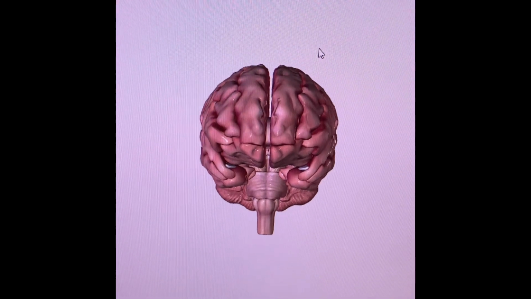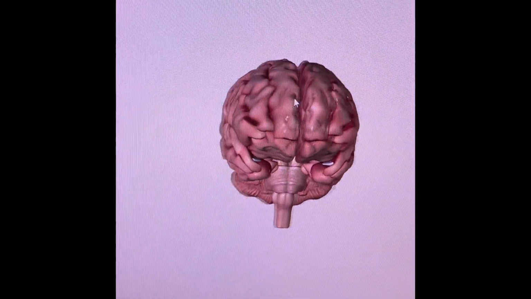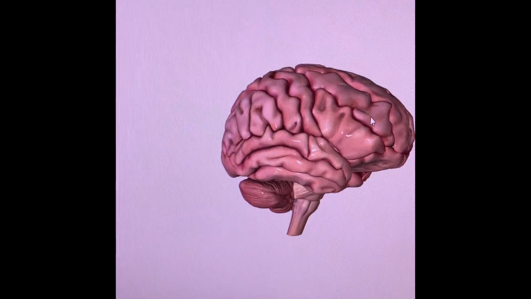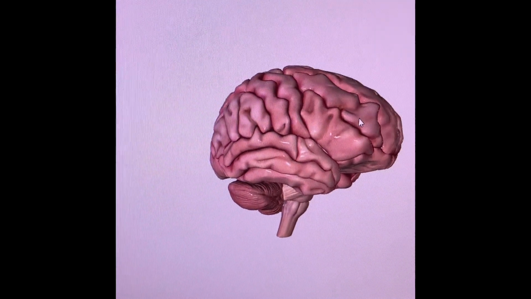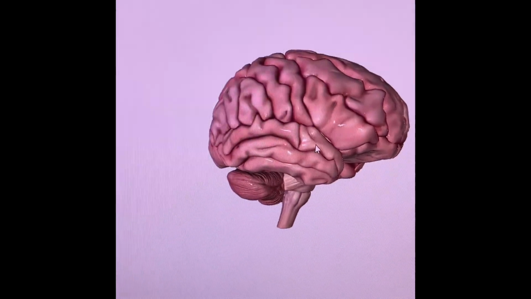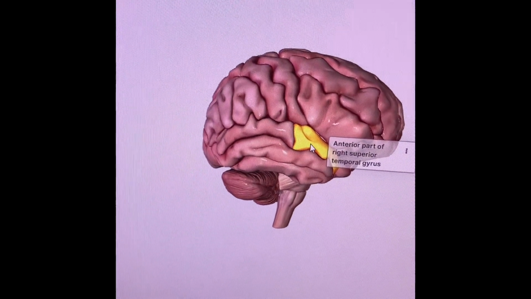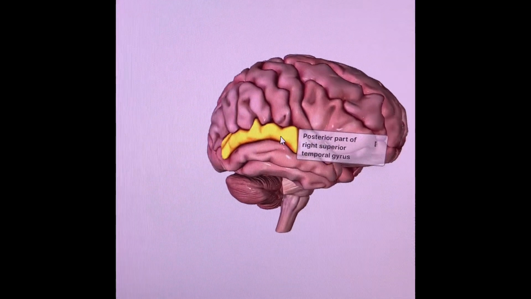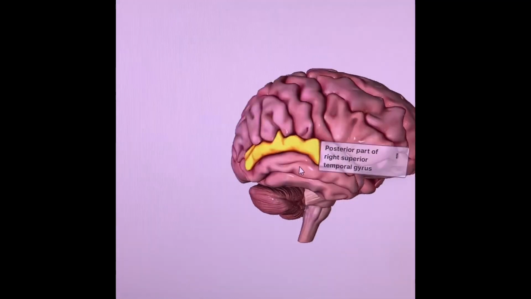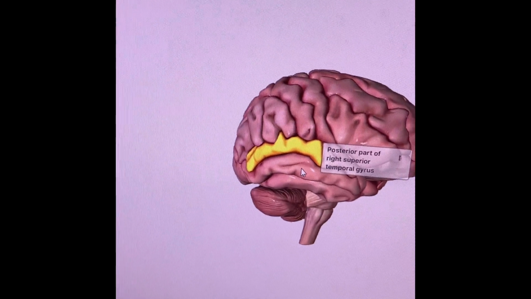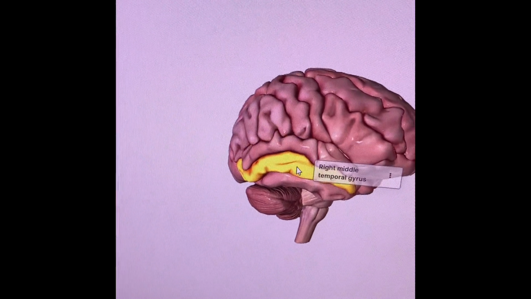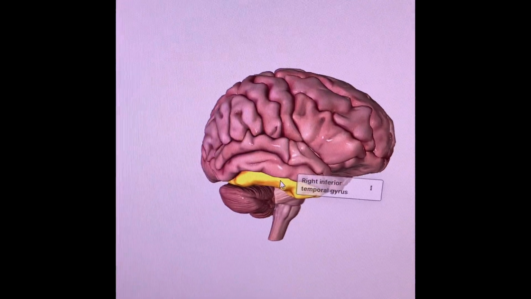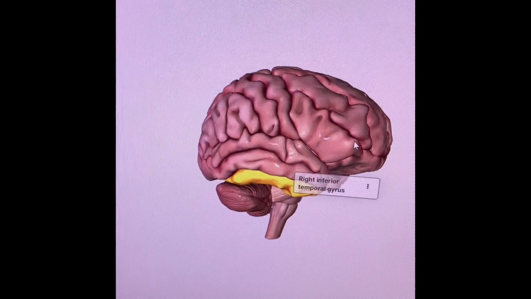Next, we're going to go over the temporal lobes. So the temporal lobes have a right side and a left side as well. So you have the anterior part of the superior temporal, then you have the posterior part of the right superior temporal gyrus. Then you have the middle part of the temporal gyrus. Then you have the inferior lobe of the temporal gyrus.